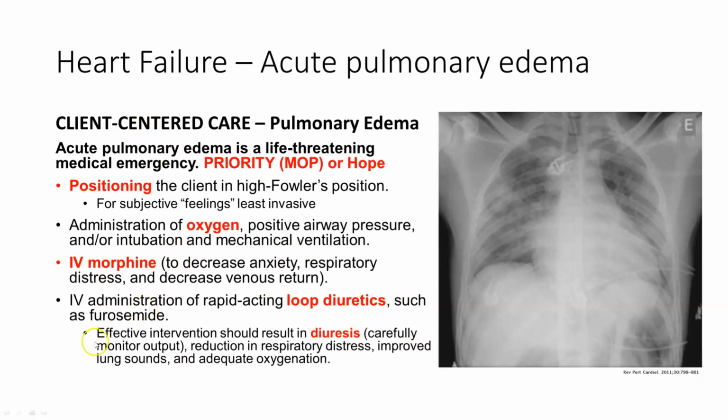And over here we're talking about the administration of rapid-acting loop diuretics. It's furosemide, generally speaking. And realize that that is going to cause diuresis, so you need to monitor your eyes and nose, but you also need to monitor your lung sounds and your potassium level and the SpO2.